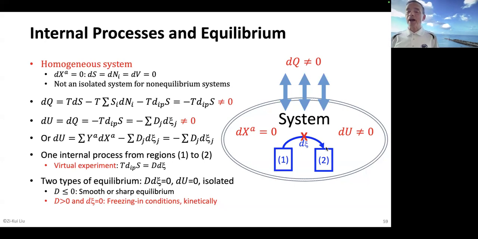So one typical example is diamond and graphite, right? There's a driving force for diamond to become graphite. However, it doesn't happen under normal condition because the barrier is too high. Okay, so it's kinetically limited. So here they call it a freeze-in condition. So it's also a type of equilibrium, right? Because it does not produce entropy.